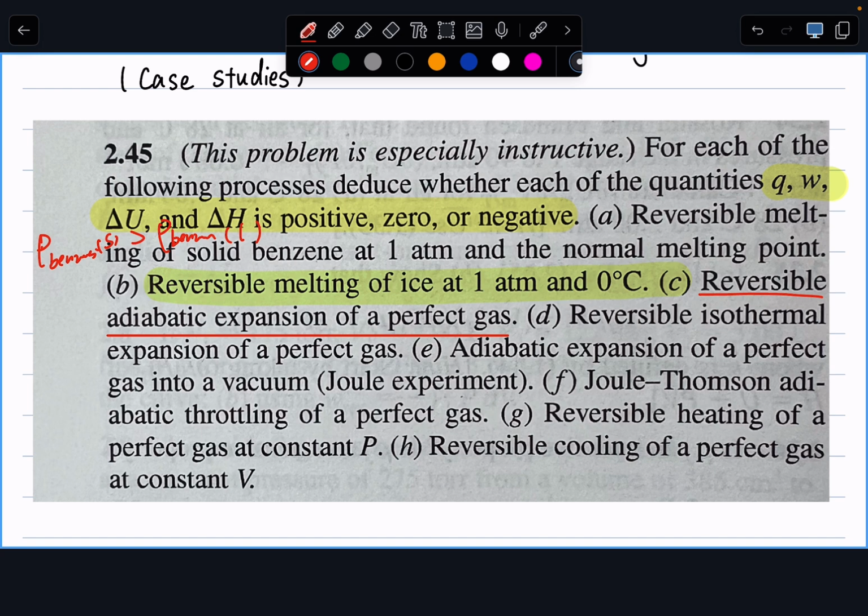So in this whole process, we end up having, okay, so work must be a negative number. So far, so good?